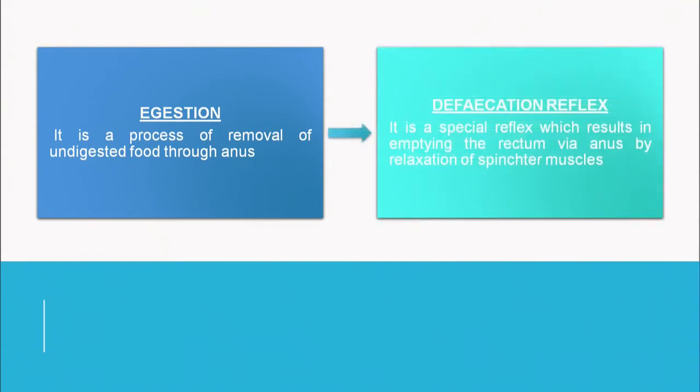Now, the last step of digestion is egestion. Egestion is the process of removal of undigested food through the anus, and it happens through a defecation reflex. It is a special reflex which results in emptying the rectum via the anus by the relaxation of the sphincter muscles present near the anal opening.